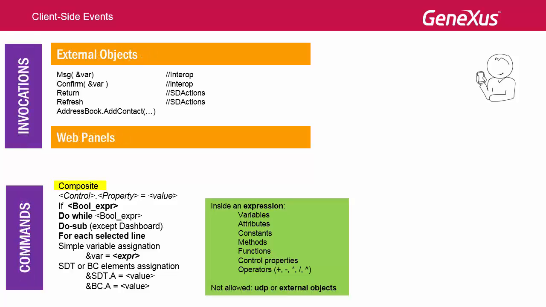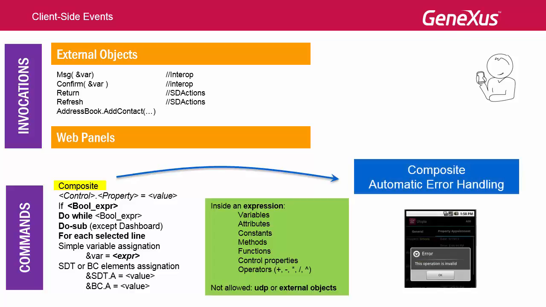As for the composite command, let's remember what we've already seen in other videos. When two or more invocations have to be included in one event, the entire code of the event must be grouped within this command. In this way, if an error occurs in the call sequence, it stops running and errors are automatically handled by displaying them on screen without any programming. This command is only implemented in smart devices, where it's mandatory. We will study this in more detail in the next video.